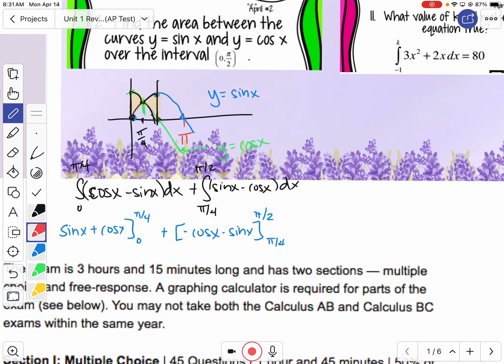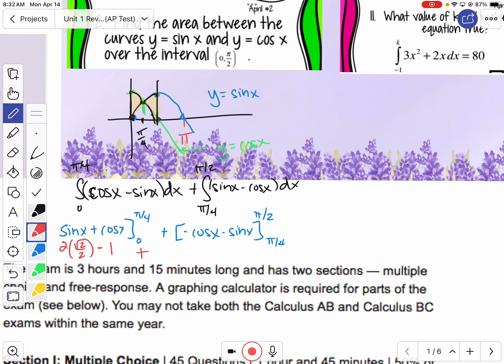sine at pi over 4, square root of 2 over 2, cosine square root of 2 over 2, so that would make 2 square roots of 2 over 2. All right, minus the sine at 0 would be 0, the cosine would be, so minus 1.